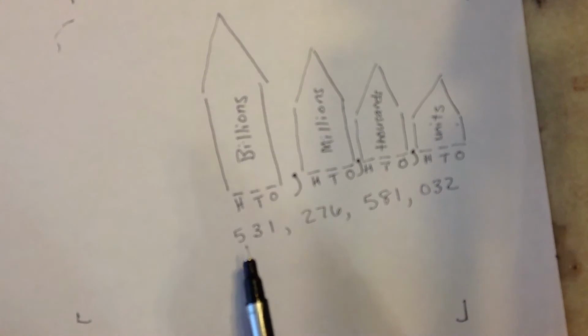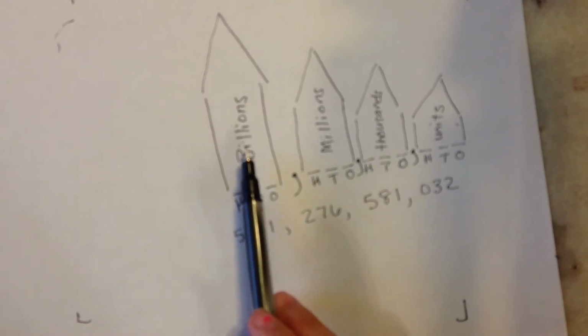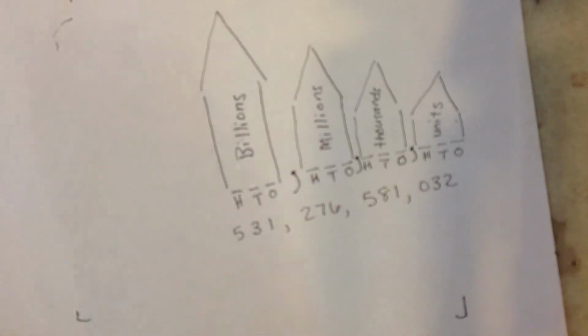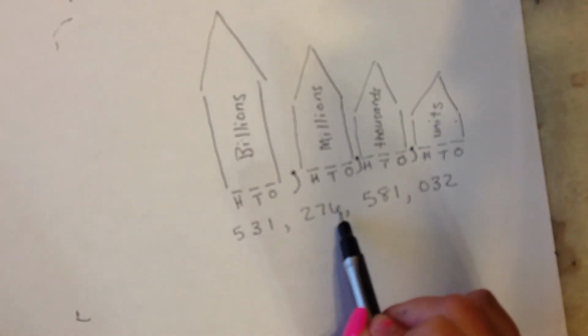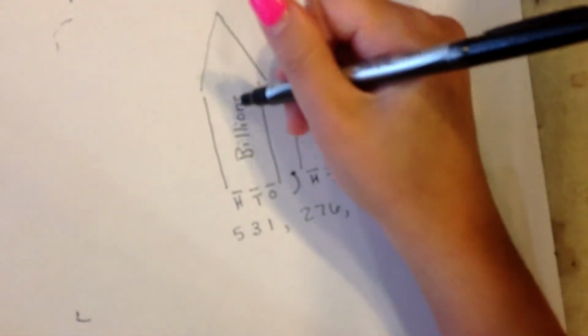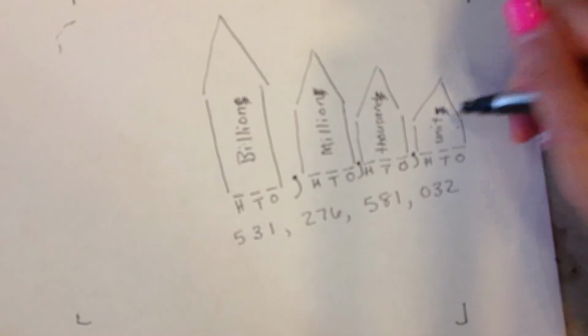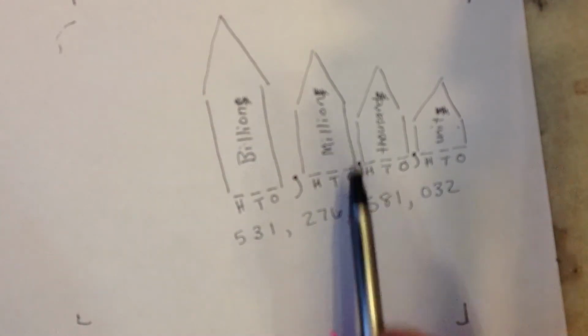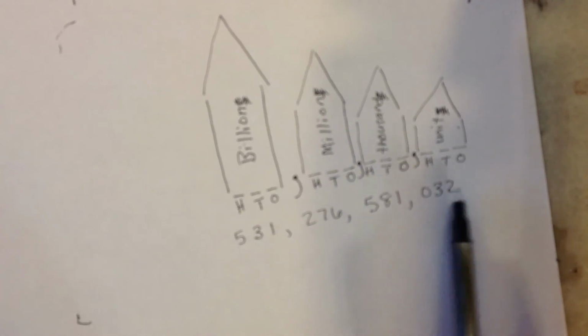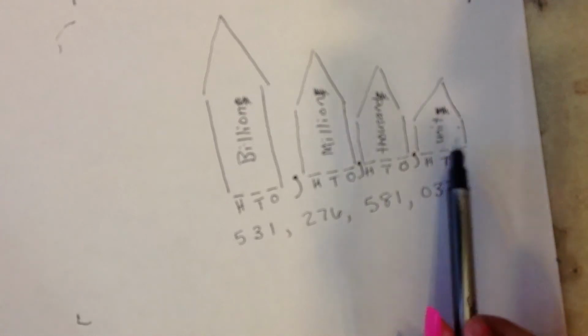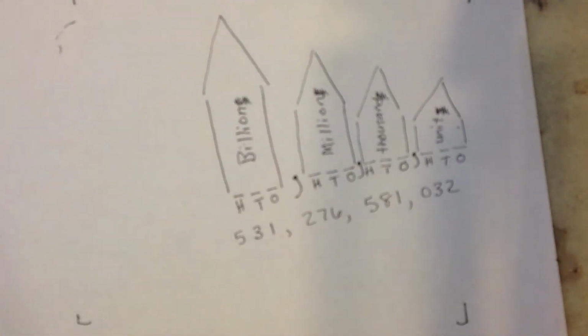So this first one is 531 billion. So we read our house name, 276 million. Of course, when we talk about our houses we make them plural, but when we read it, we don't make it plural. So let me start over on that. 531 billion, 276 million, 581,032. With our last house, we don't have to say units, because it's understood.